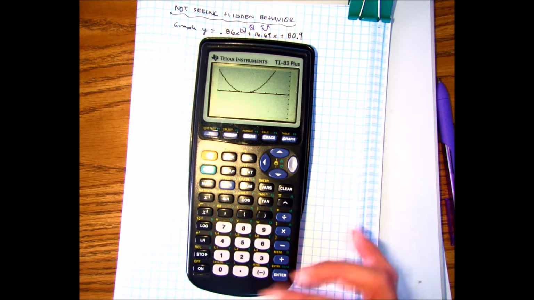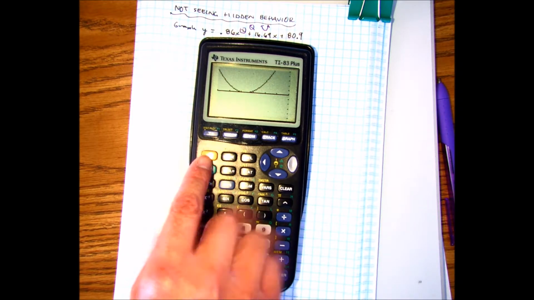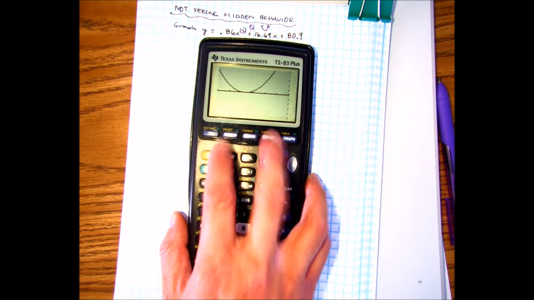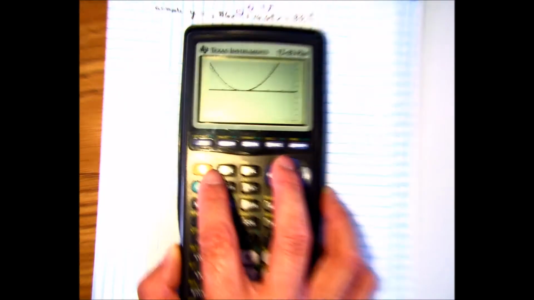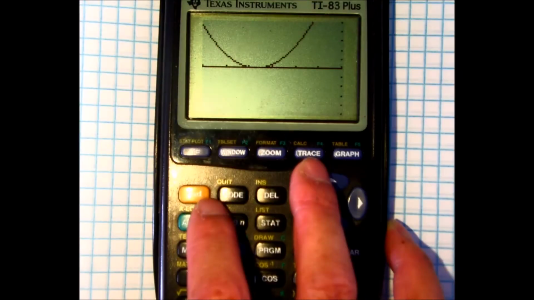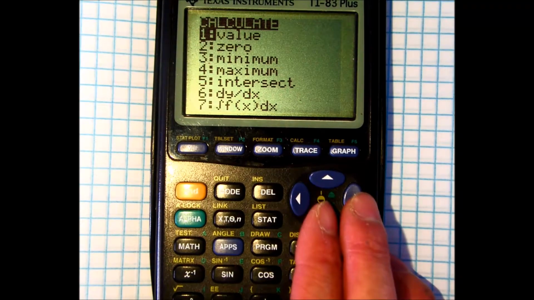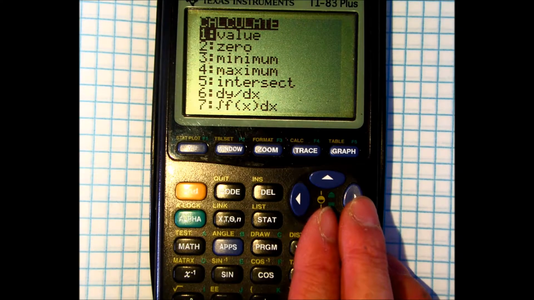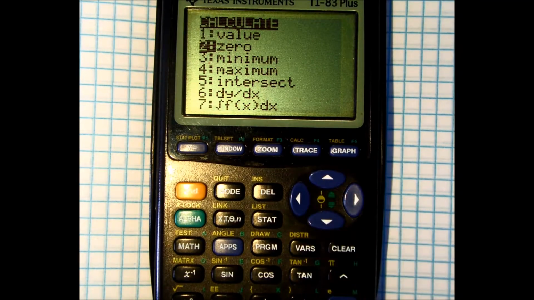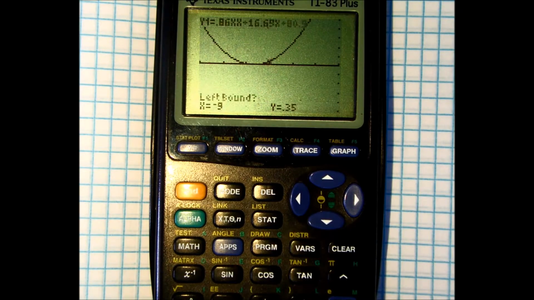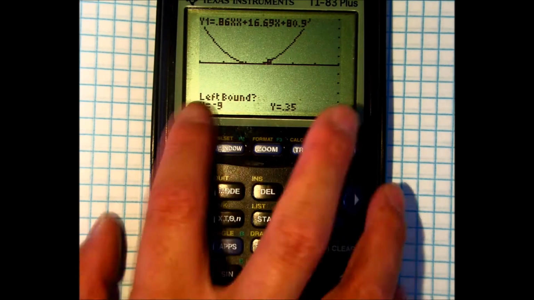So we've done this before, I think. Second, trace. Class, what buttons? Second, trace. And we want to calculate where it touches the x-axis. Which one of these is that? 0, number 2. Okay, so it says left bound.